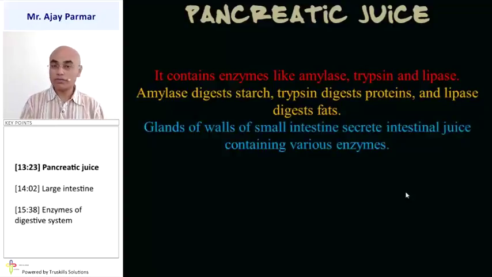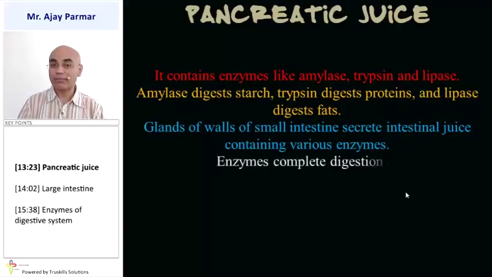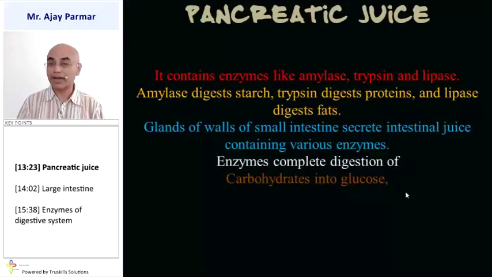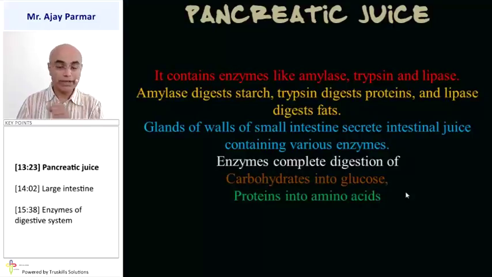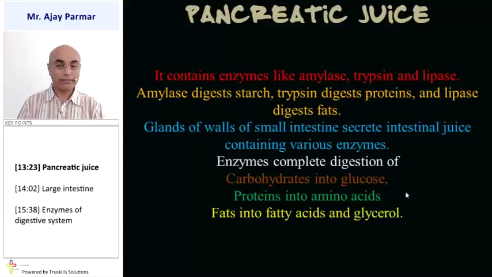The glands of the walls of the small intestine secrete intestinal juice, and that is where these enzymes are present. These enzymes are responsible for the completion of digestion of carbohydrates into glucose, proteins into amino acids, and fats into fatty acids and, obviously, glycerol.